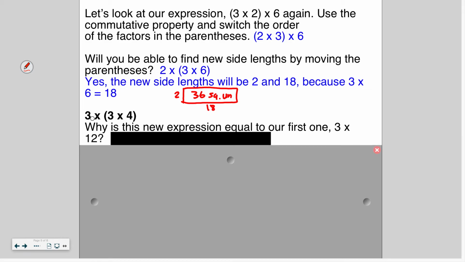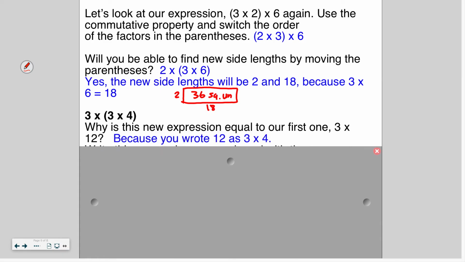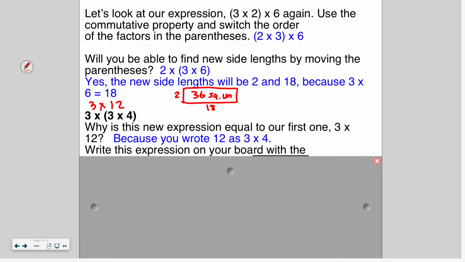So look at this new expression here. Why is this new expression equal to the very first one that we started with, 3 times 12? Why is it the same exact thing? Think about the associative property. So all I did was change the 12 to be 3 times 4. So instead of 3 times 12, I now have 3 times 3 times 4.